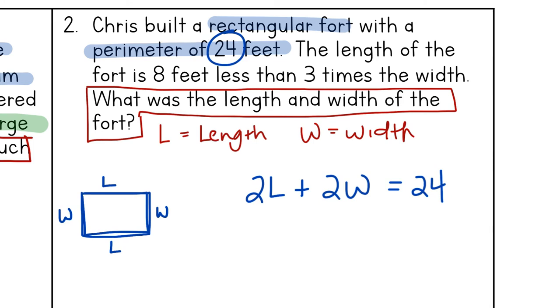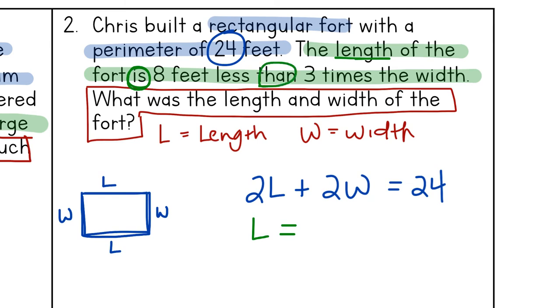Second equation, so the length of the fort is 8 feet less than 3 times the width. So it's telling you the length, so start with L, is, anytime you have "is," that's an equal sign, 8 feet less than 3 times the width.